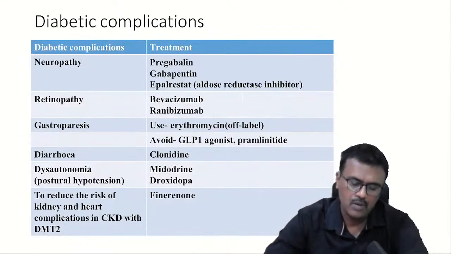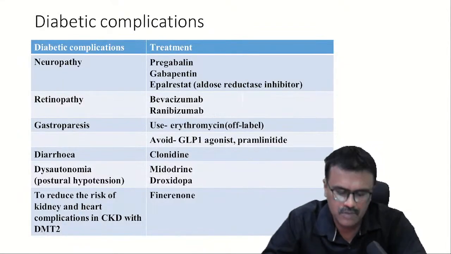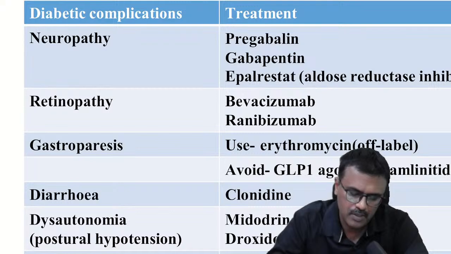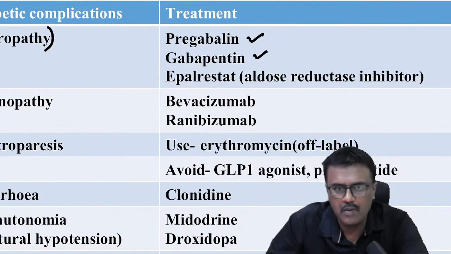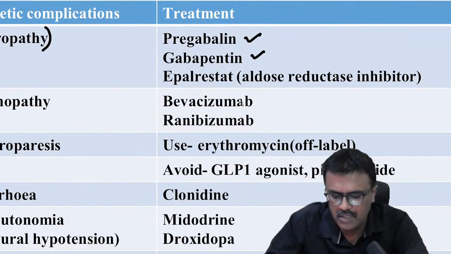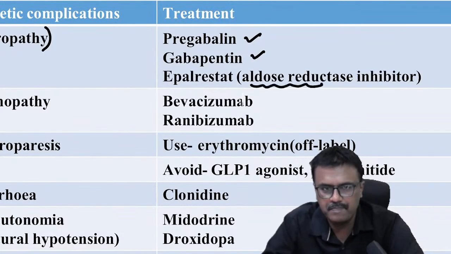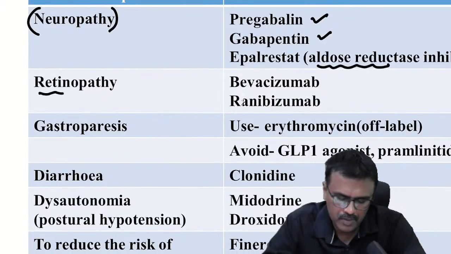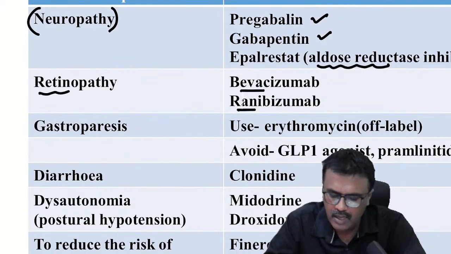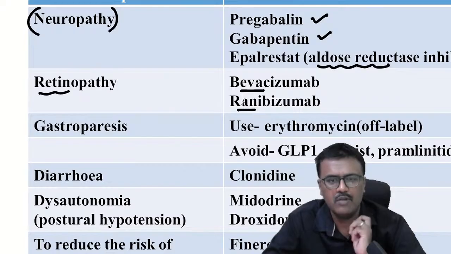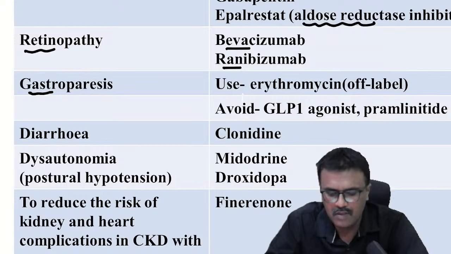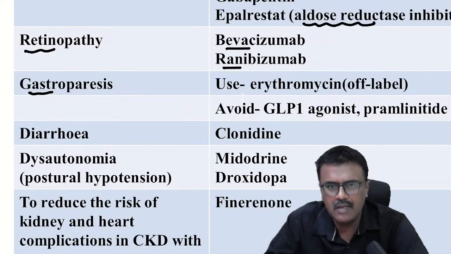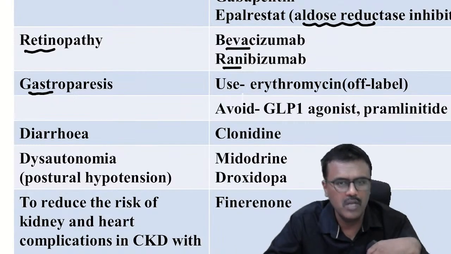Now moving on to diabetic complications. What are the drugs we use? Suppose the patient has neuropathy, then we give pregabalin, gabapentin, an old drug called epalrestat, which inhibits aldose reductase. Suppose they develop retinopathy, we use bevacizumab and ranibizumab. They block vascular endothelial growth factor. If the patient develops gastroparesis, we use erythromycin. It's not officially approved, it is off-label, because erythromycin stimulates motilin receptor in the gut.